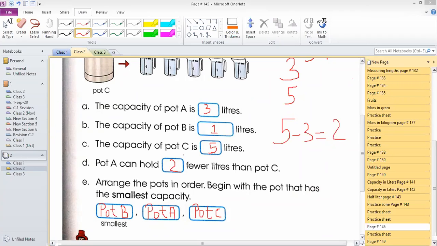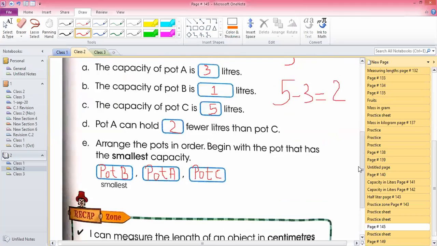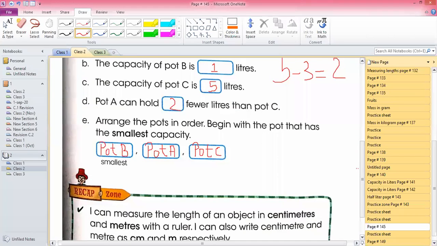Here, in part E, you had to arrange the pots in order, starting with the smallest capacity. So pot B with 1 liter, pot A with 3 liters, and pot C with the largest capacity, that is 5 liters. So you arrange it. What we are going to do today, guys, is work on some practice sheets, and then we will come to the testing zone as well.